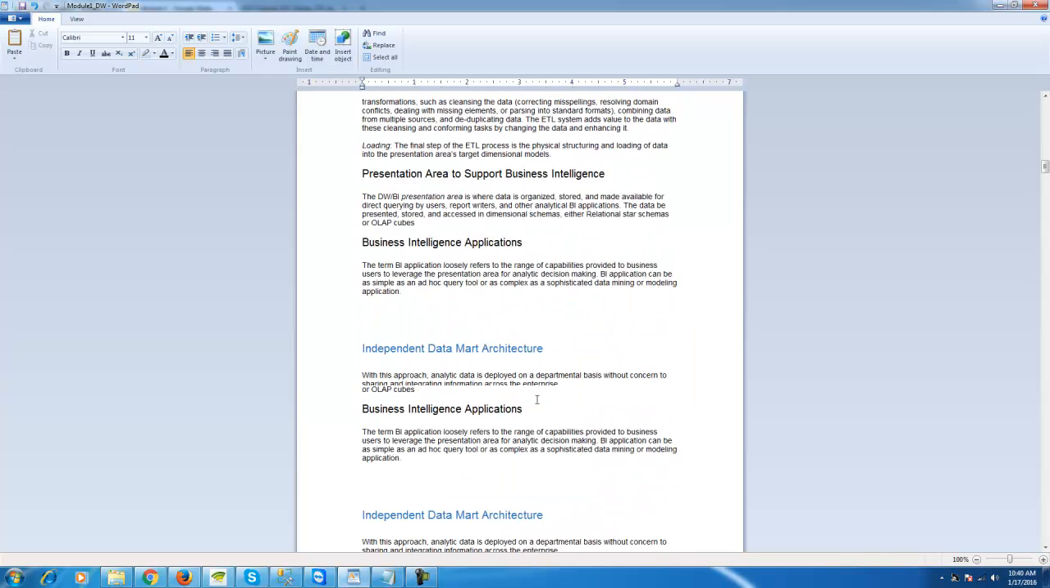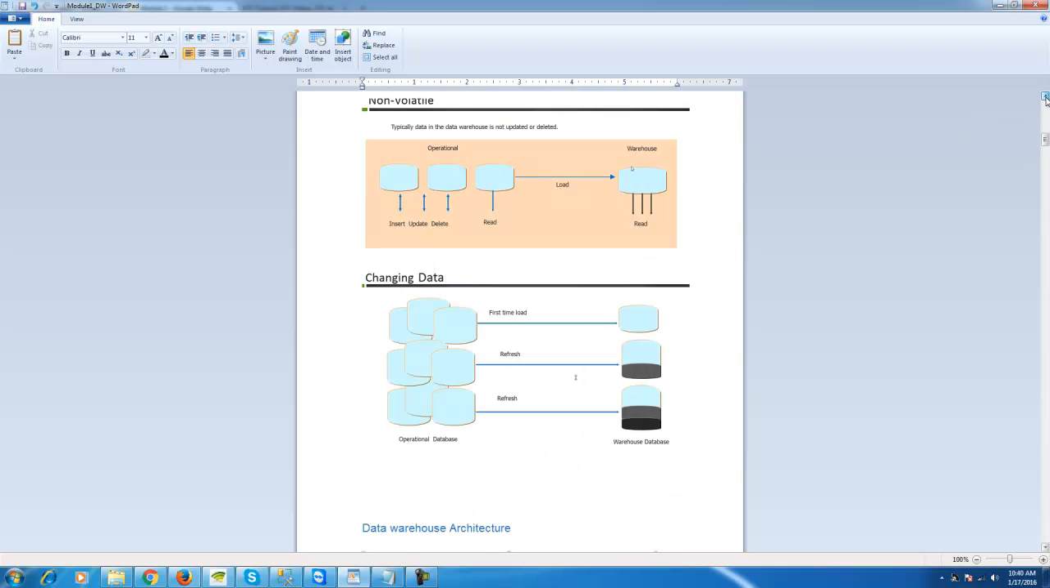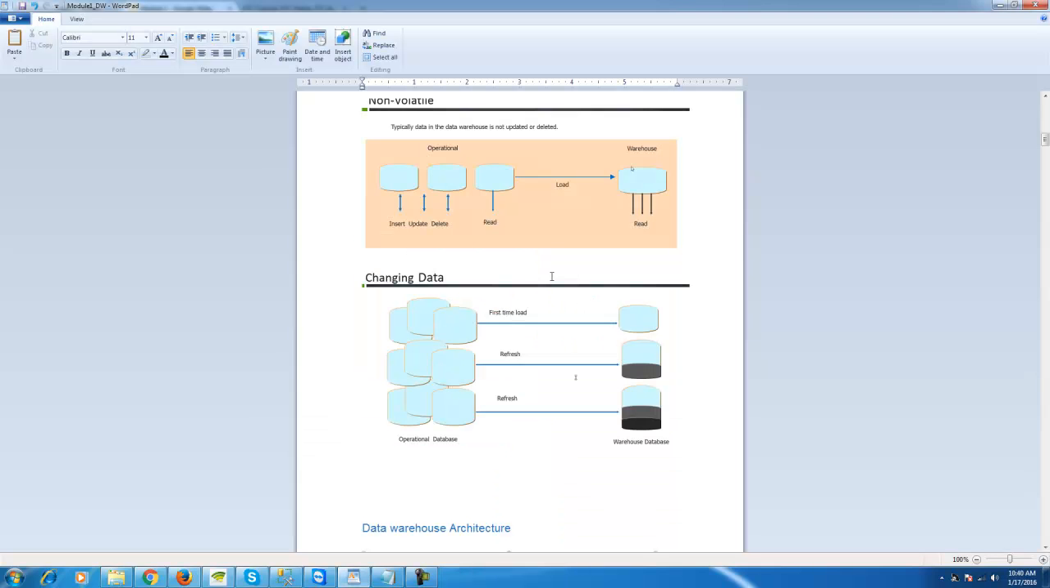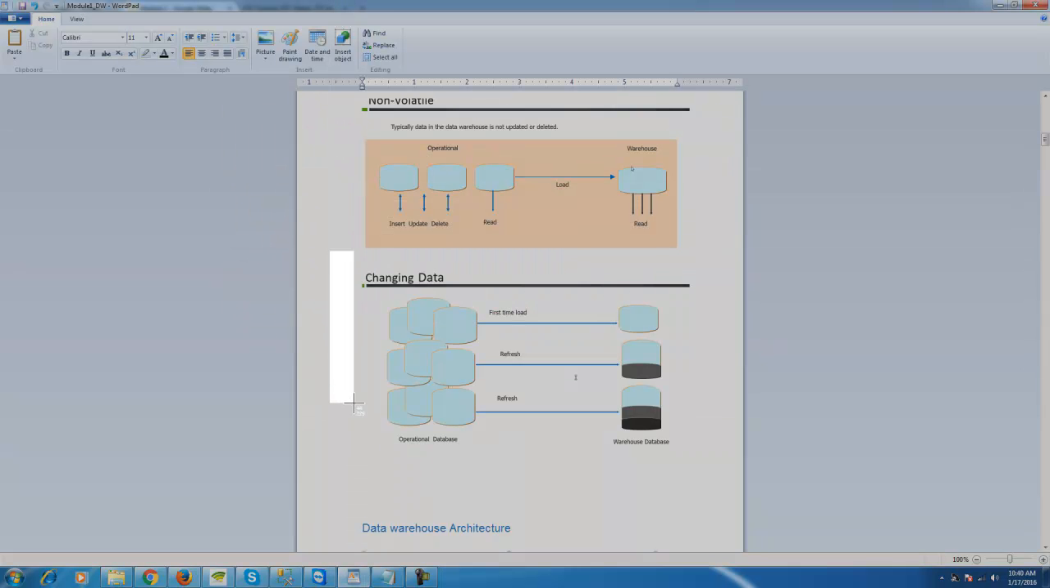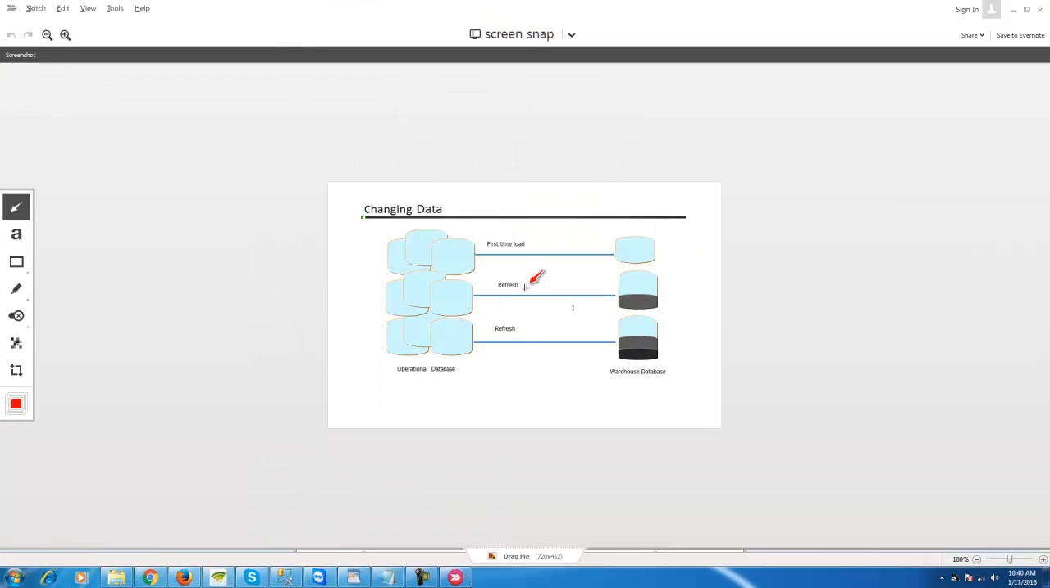One more thing I wanted to show you before we go into the architectural detail. Okay. So changing data, right? Changing data is very important, because if you understand how the data is basically loaded into a warehouse. So this is what typically happens, right? Whenever the data is available in your operational data store, on the left hand side, there will be a first time load.